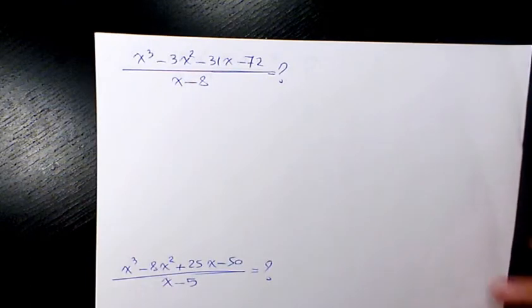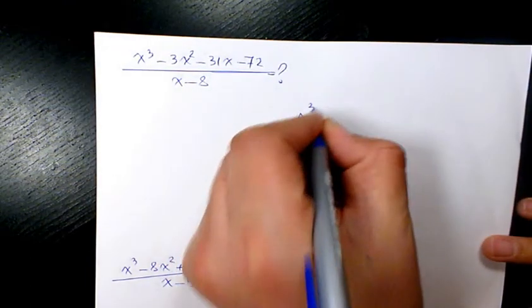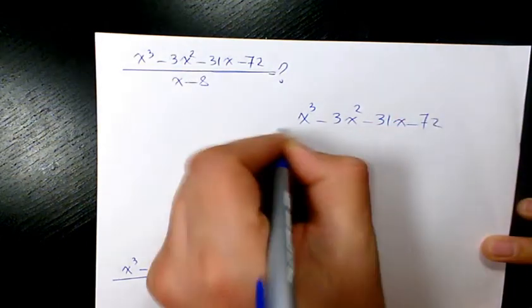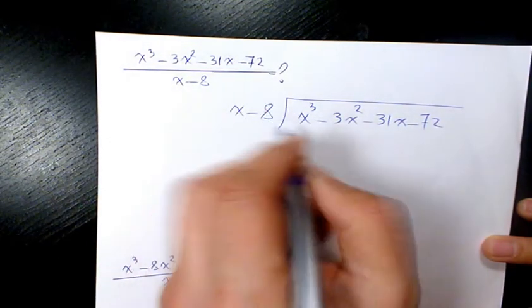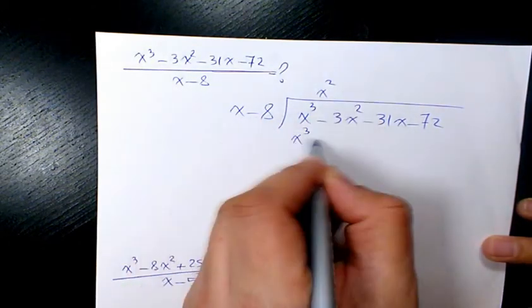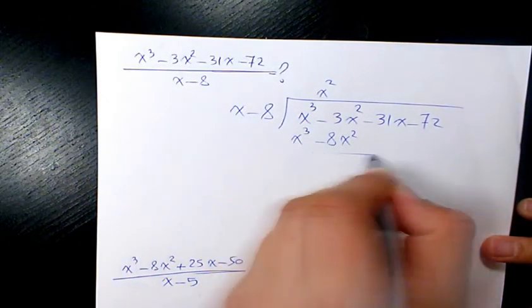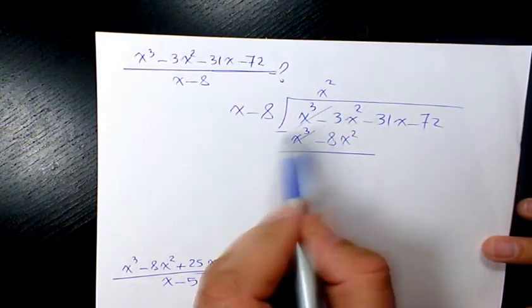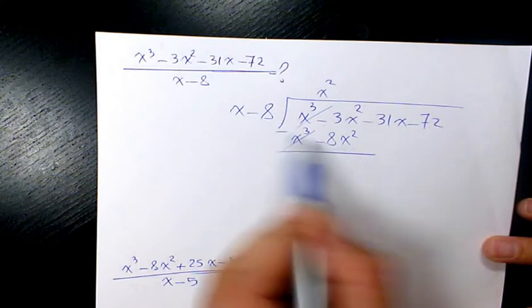Now let's see a couple more examples. So x cubed minus 3x squared minus 31x minus 72 divided by x minus 8. X cubed divided by x, x squared. X squared times x, x cubed. X squared times negative 8, negative 8x squared. When you subtract it, these two cancel out. Negative 3x squared minus negative 8x squared is going to be positive.